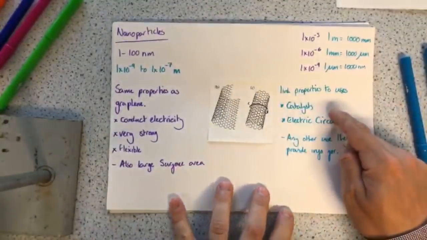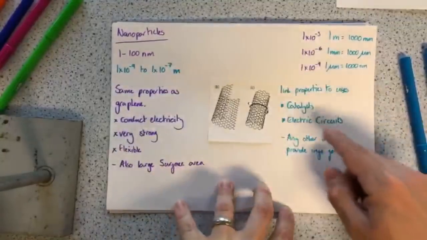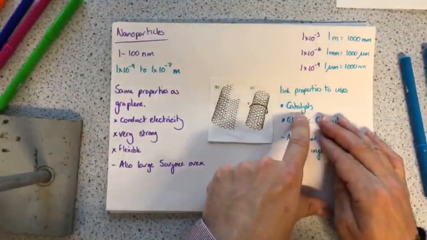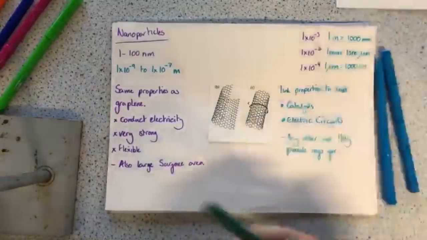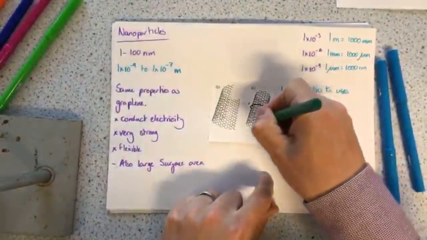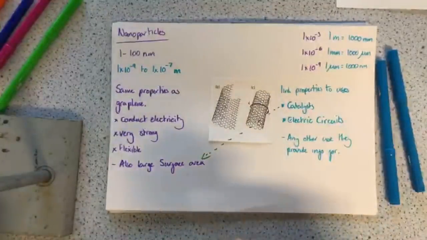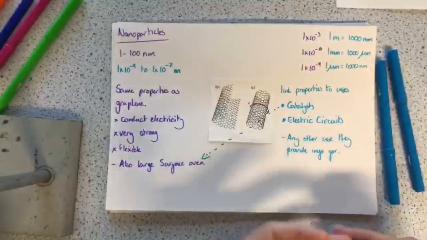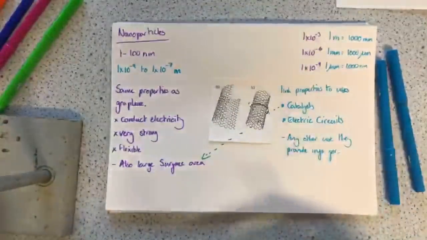Now, there are a couple of properties that they might ask you about, and you need to link their uses to their properties. So, for example, two that they are most likely to ask you about are the fact that nanoparticles are used as catalysts, and that links directly to the fact that they have a large surface area. The larger the surface area, the faster a chemical reaction. The larger the surface area of a catalyst, the more effective that catalyst can be at doing its job.